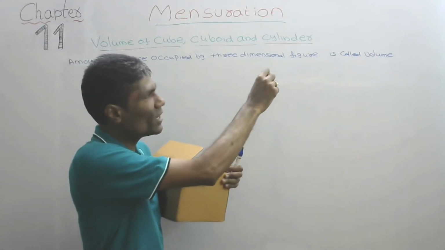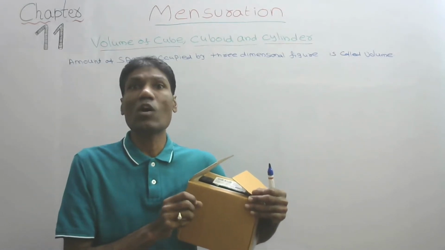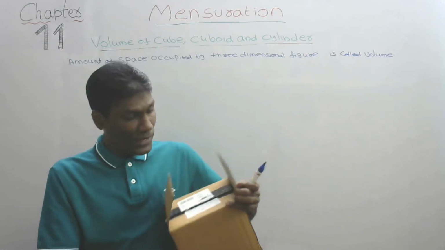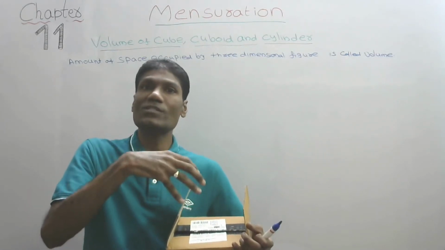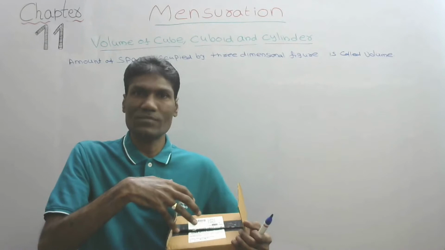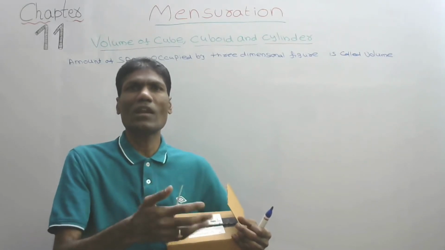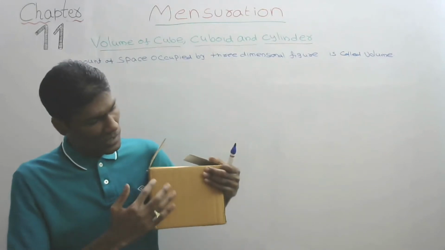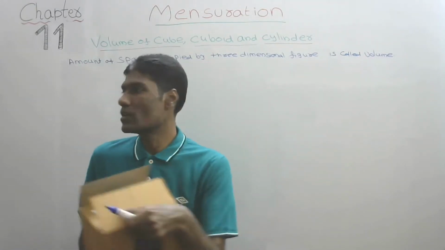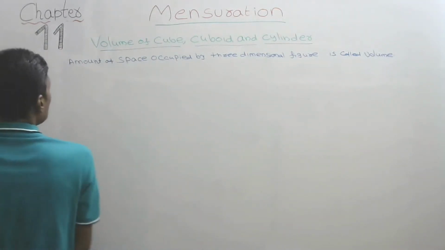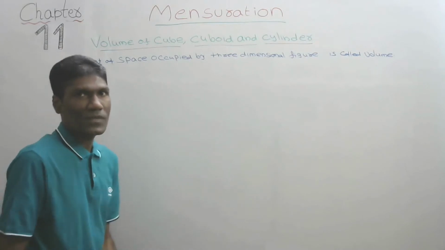Similarly, in the same way, there is one more term, which is called capacity. Inside of this, how much matter can be filled, that is called its capacity. Both are directly related; both are more or less the same concept. Now, how to calculate that, we will see now. We will see it for the cuboid and the cylinder.